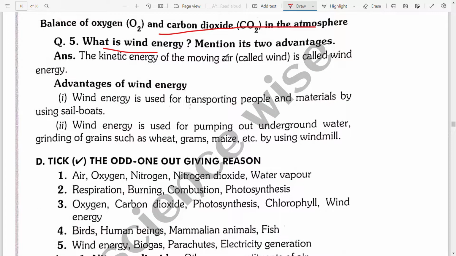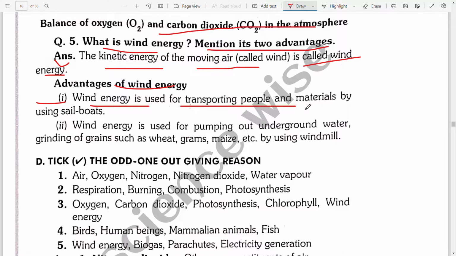What is wind energy? Mention its two advantages. Answer. The kinetic energy of the moving air is called wind or wind energy. Advantages of wind energy. First, wind energy is used for transporting people and material by sailing boats. Second advantage, wind energy is used for pumping out underground water, grinding of grains such as wheat, gram, maize, etc. by using windmills.